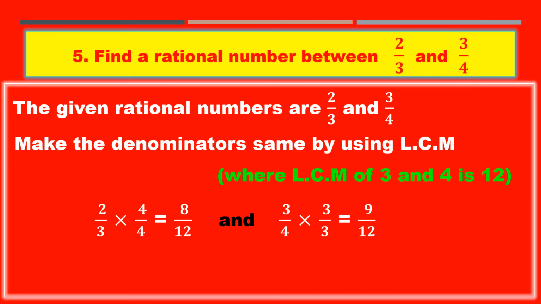Now you have 8 by 12 and 9 by 12, but you cannot write a rational number between them because they are successive numbers. 8 and 9 are consecutive numbers, right? So for this one, we'll go to the next slide and see how we wrote this. Here you can use the a plus b by 2 method, or you can also use the into 10 by 10 method.